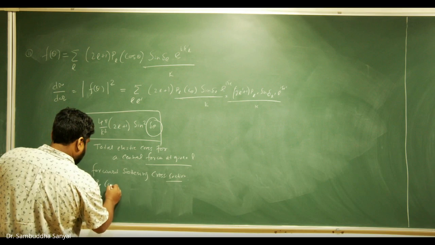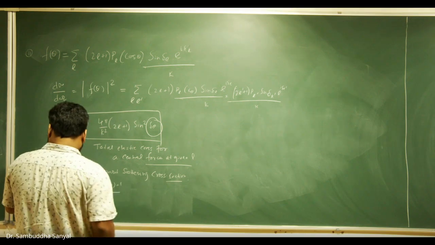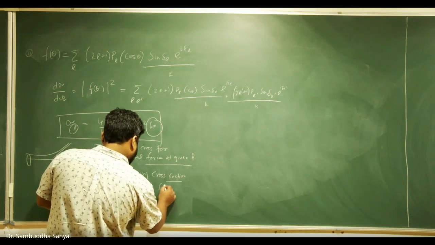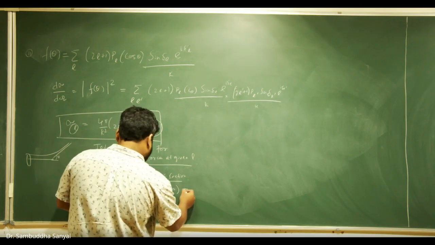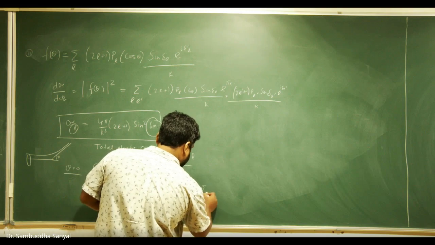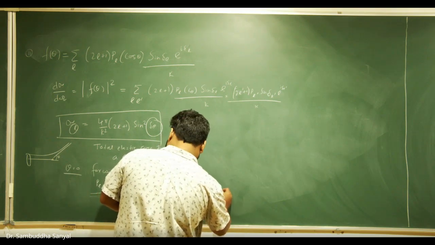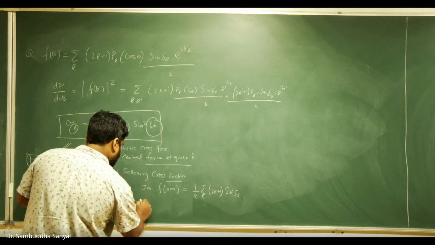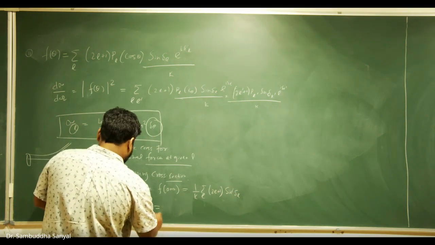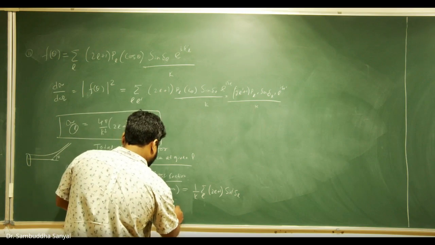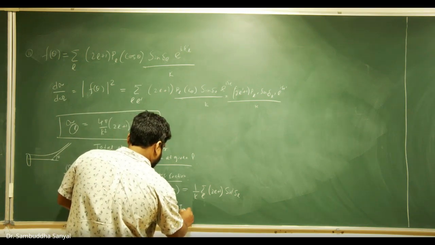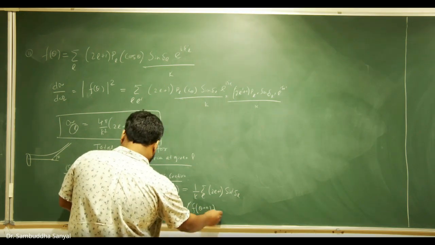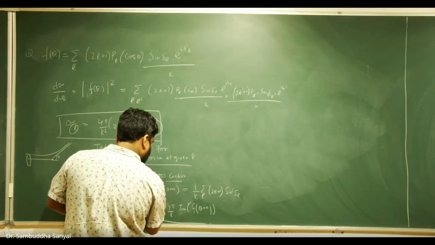So PL cos theta becomes 1, and imaginary f theta equal to 0 becomes in total cross section. So sigma L becomes 4 pi by k imaginary f theta equal to 0. So this thing has a name, it's called the optical theorem.